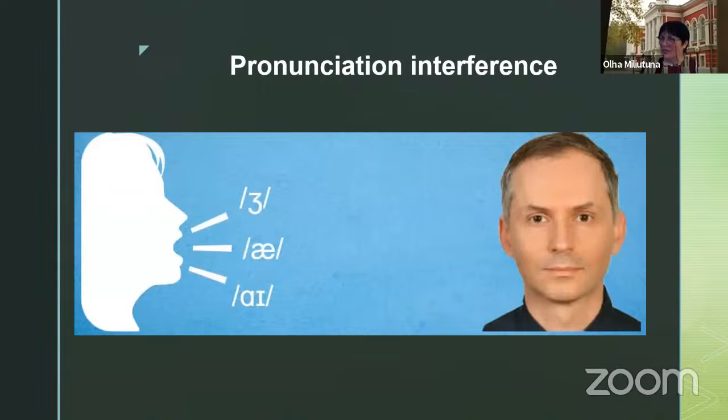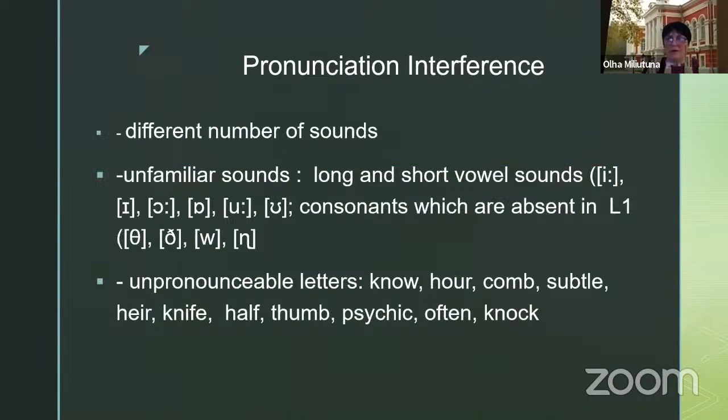Pronunciation or phonetic interference refers to the transfer of sound, stress, and intonation patterns from language 1 to language 2. This type of interference is caused, first of all, by a different number of sounds. We have mentioned 20 English vowel sounds versus 10 Ukrainian, and 24 English consonants versus 32 Ukrainian ones. The difference between the English and Ukrainian vowel systems you can see on the next slide, the number of vowel sounds.